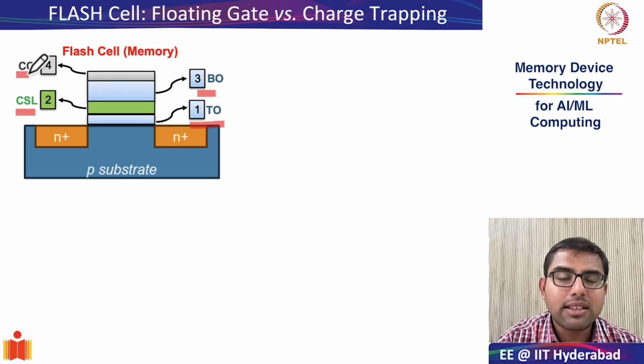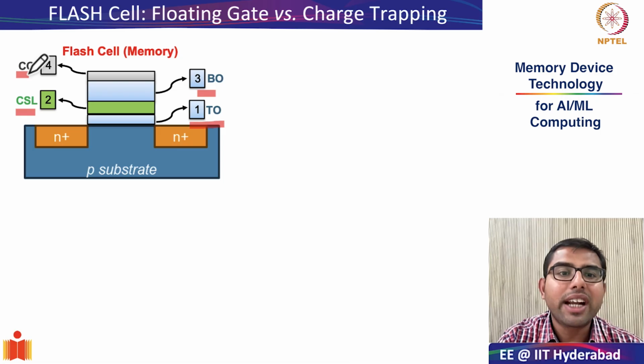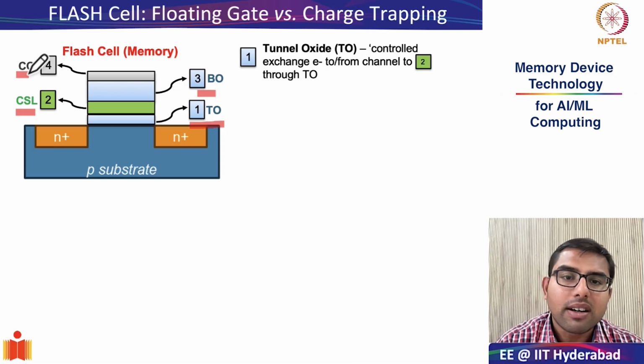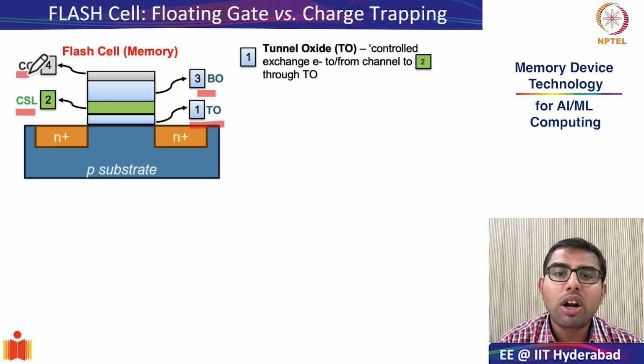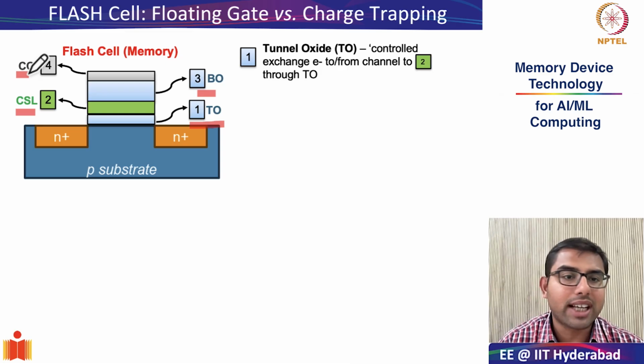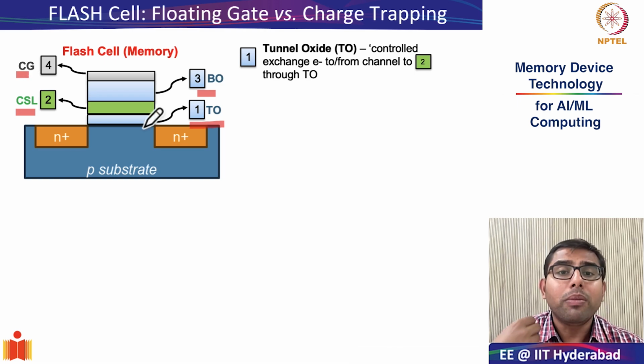So let us now do a little bit of deep dive into what the functionality of these four layers are. So let us begin with the tunnel oxide. The job of the tunnel oxide is very simple. It is to facilitate a very controlled exchange of electrons to and from the channel. To and from the channel to what? To this charge storage layer.